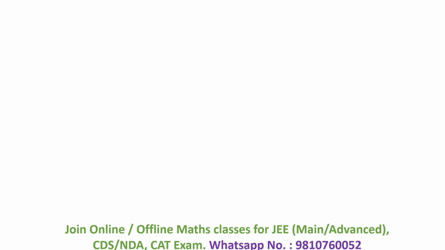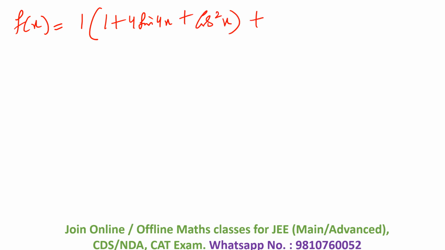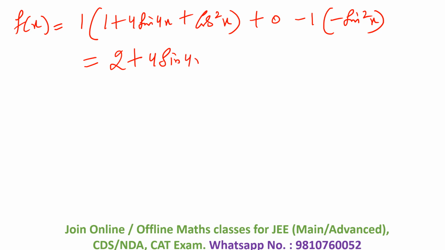Now, students, we will expand the determinant along the first row. So f of x becomes equal to 1 into, inside the bracket, 1 plus 4 sin 4x plus cos square x. Then outside the bracket, it becomes 0, and then minus 1 into minus sin square x. Right? Now we will add all the terms. We know that cos square x plus sin square x is 1. So the value of f of x becomes equal to 2 plus 4 sin 4x.